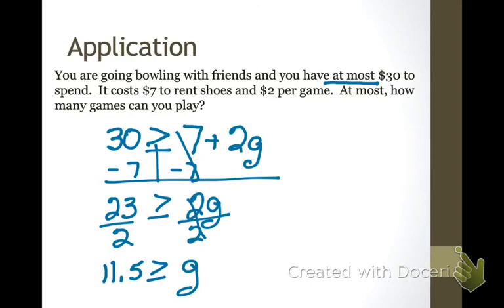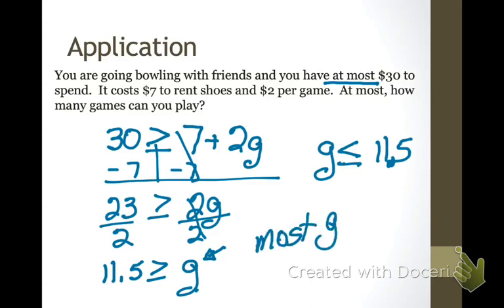So let's do the same thing here. Let's rewrite this. So my g's on one side and my 11.5 is on the other. Notice it was pointing toward the g here, so it's still got to point toward the g. And this says that I have to play less than 11 and a half games because I don't have enough money to play 12 games. So for full games, the most games I can play is 11.